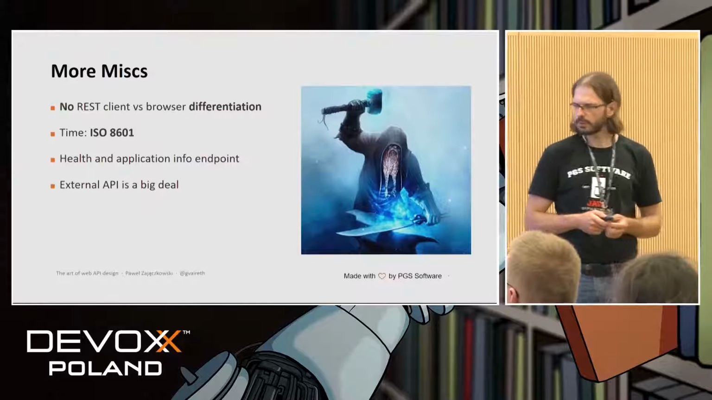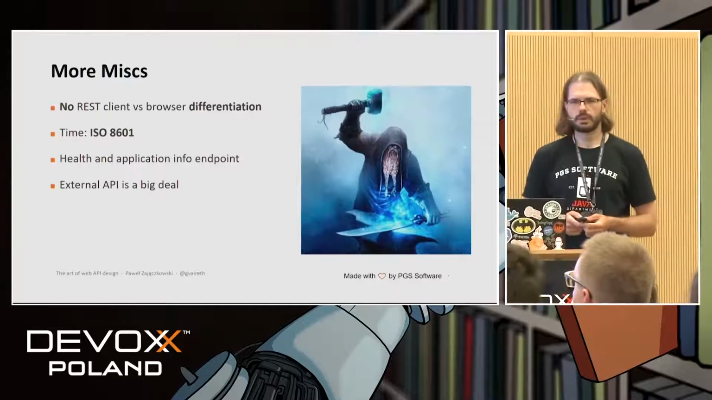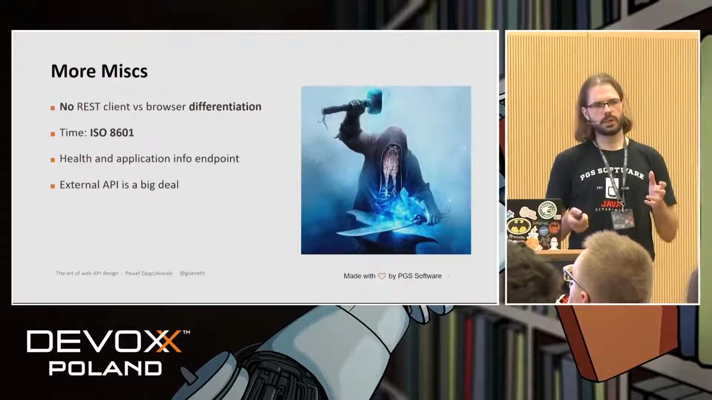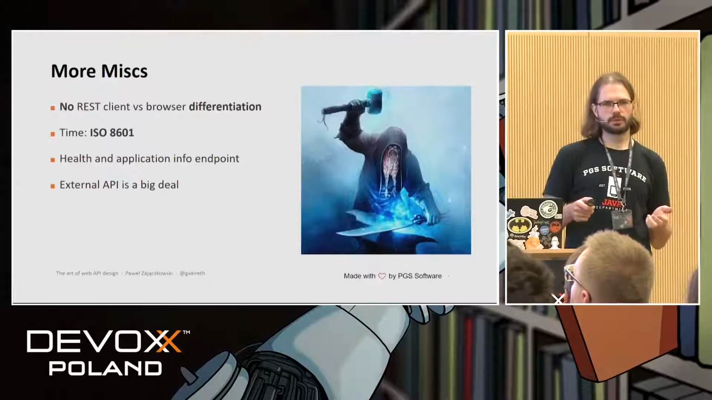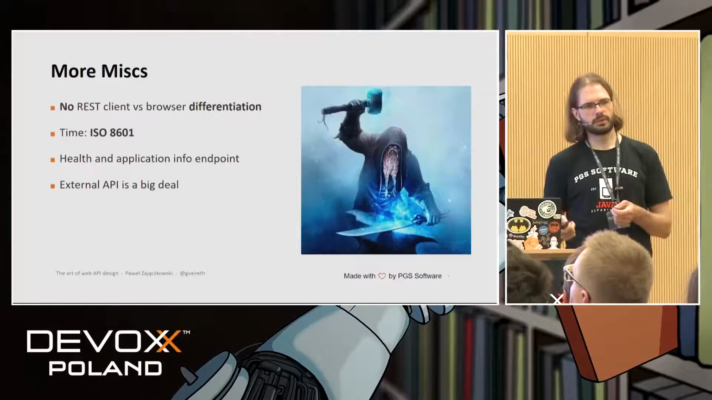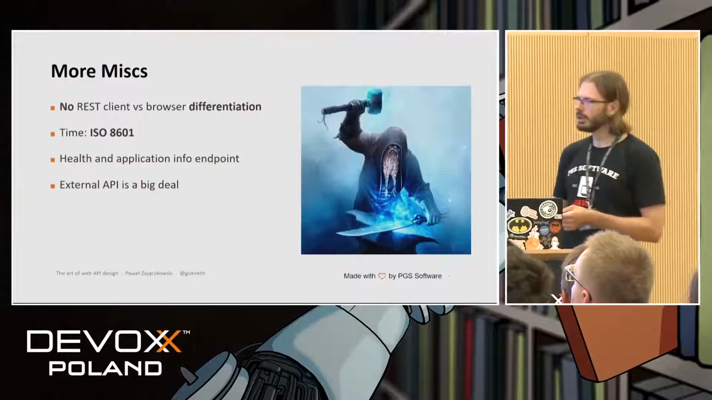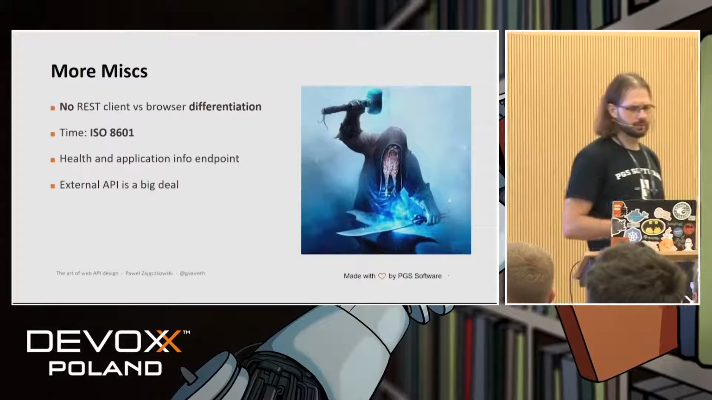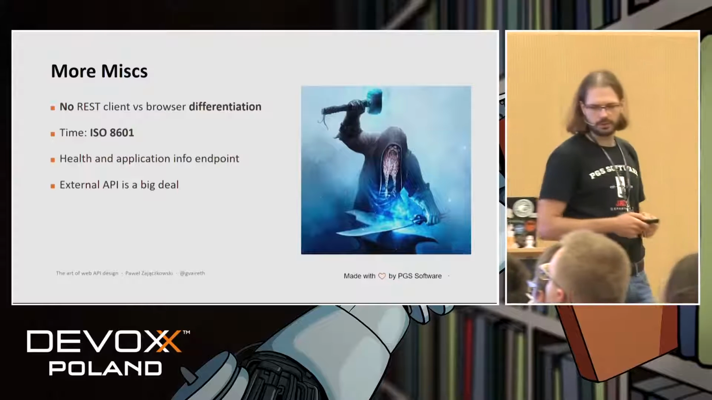Yeah, REST clients and browsers. There are some API vendors who have an idea that if somebody accesses API from web browser, it means we want to return HTML instead of JSON. It's generally a bad idea. We have content negotiation for that. We have standard for time, so let's not invent our own standard for that.